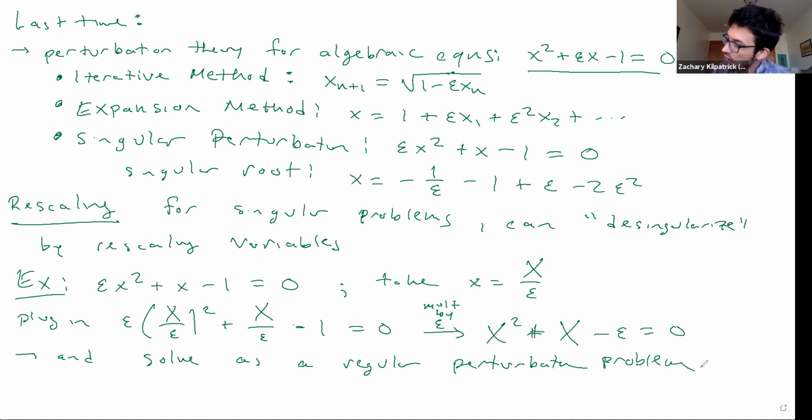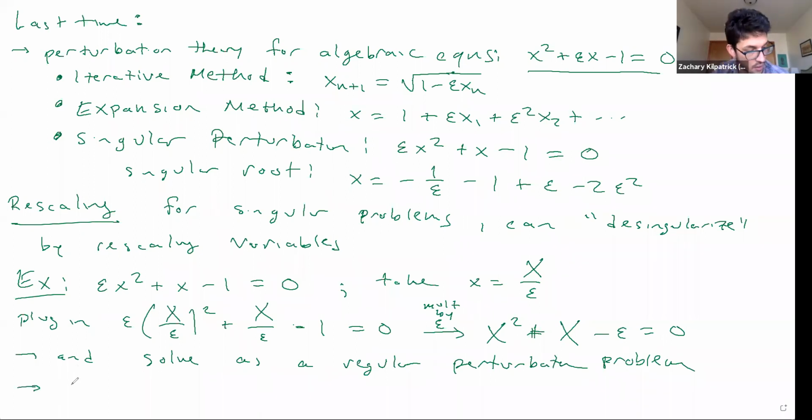Of course, what I had to do was pick some sort of rescaling. Again, you may not necessarily know how to do this. And you'll notice that when epsilon is 0 here, you're going to have two roots. One will be big X is minus 1. The other will be big X is 0. So the non-singular root is still going to have a standard regular perturbation expansion. The singular root now is going to involve this 1 over epsilon term, as we found before.